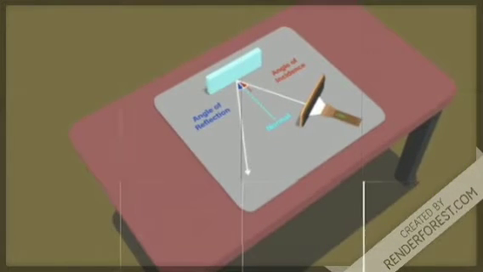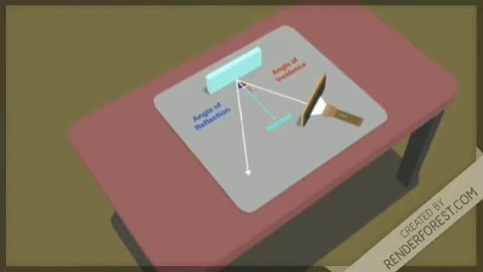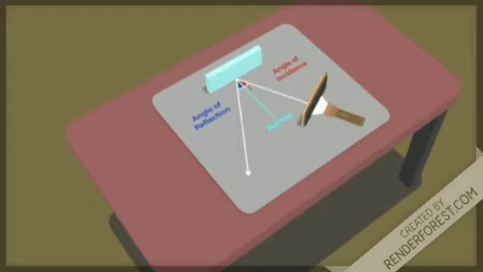What are these two angles called? The angle between incident ray and normal is called angle of incidence, represented by I. The angle between reflected ray and normal is called angle of reflection, represented by R.